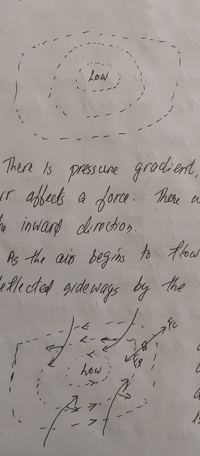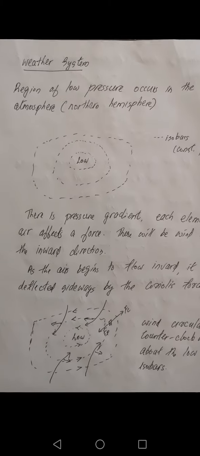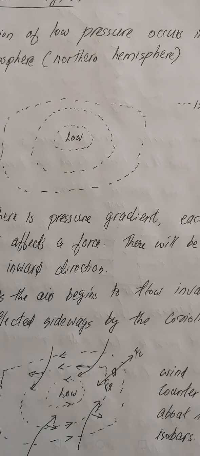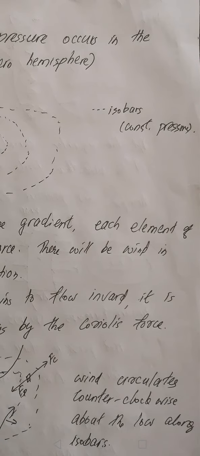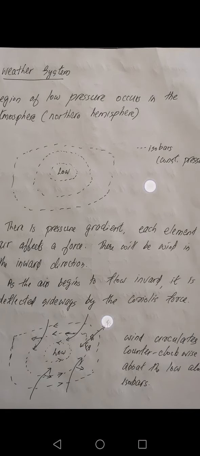I think you got it. So this is the deflection due to Coriolis force, these lines with an arrow. That will pull the air here towards the counterclockwise direction. So the air circulates in a counterclockwise direction, and is given by this arrow. So wind circulates counterclockwise about the low pressure along the isobars. That is what happens.